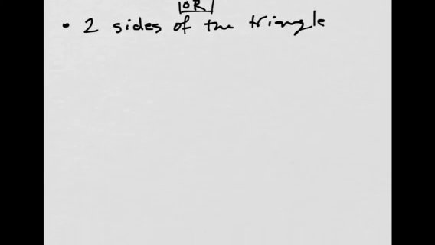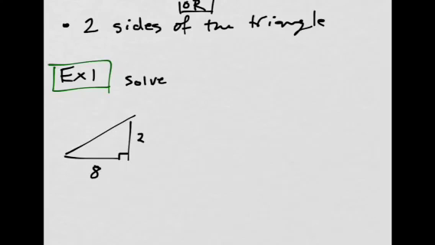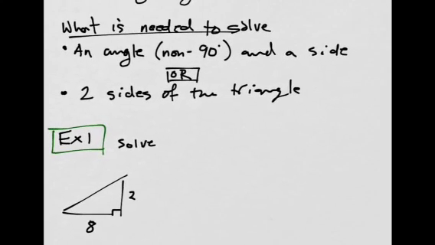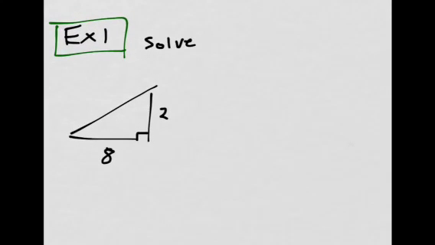So example 1. Suppose we have this triangle. We have two of the sides of the triangle, so we can figure out the rest of them. First by using the Pythagorean Theorem. So I would get 8 squared plus 2 squared, and that'll equal, I'm going to call it c squared. So that's 64 plus 4, which is 68.